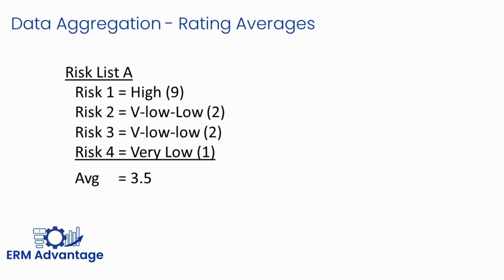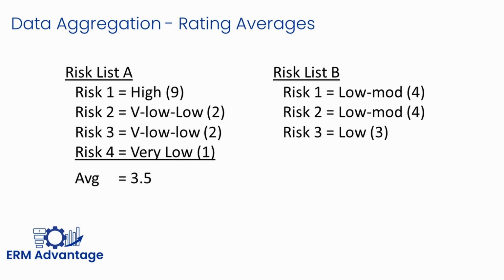For instance, suppose we've got a set of risks where one is considered high, and using a simple 1 to 10 scale, that would be a 9. And then I've got several more risks. One is a very low to low, a 2, another 2, and then one very low, which is a 1. So we average these out and we end up with a score of about 3.5. Well, let's say I have a second set of risks, and in the second set, risk 1 is a low moderate, risk 2 is, risk 3 is low, risk 4 is low. And so again, our average is 3.5.